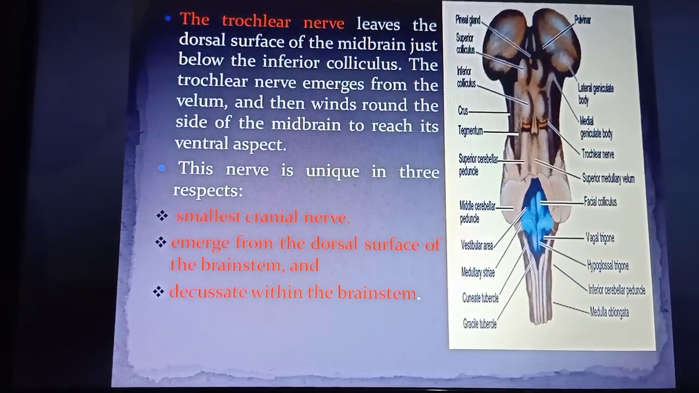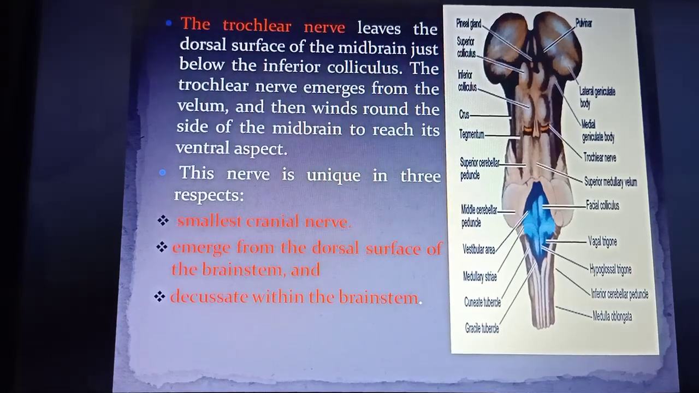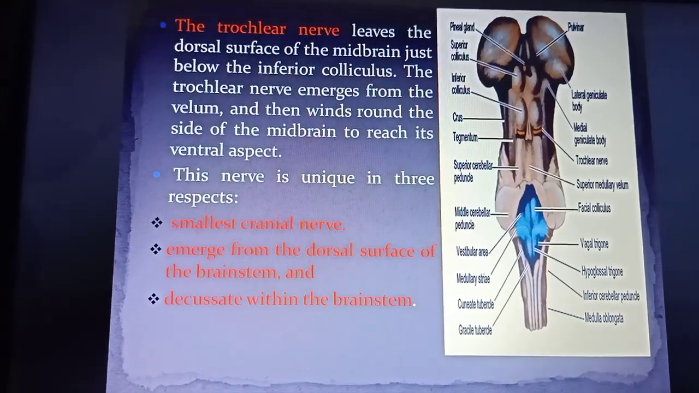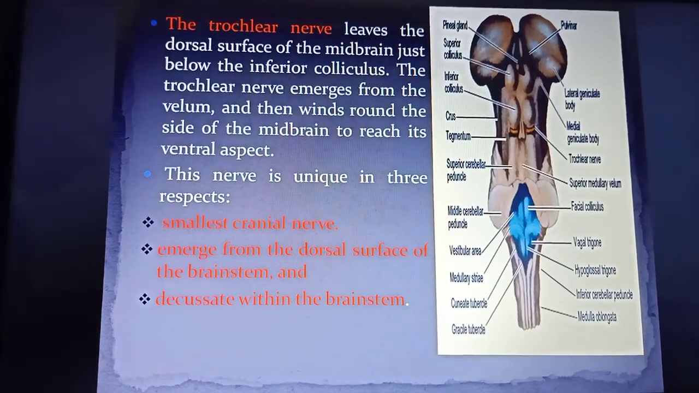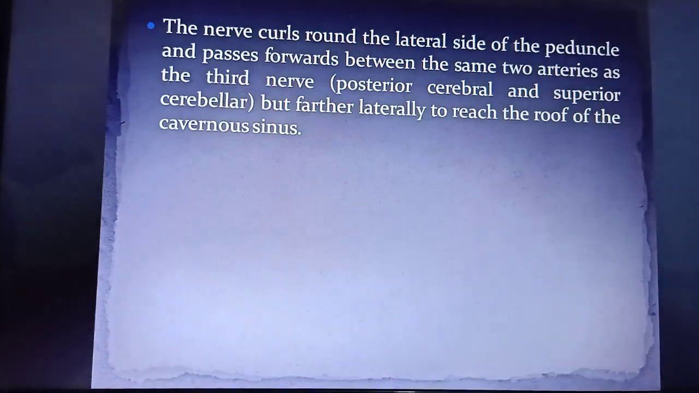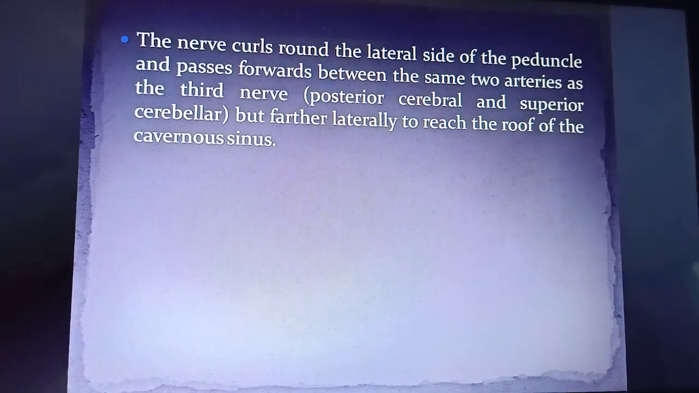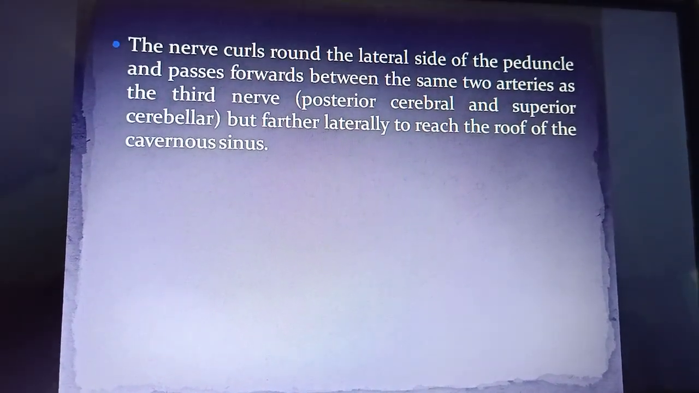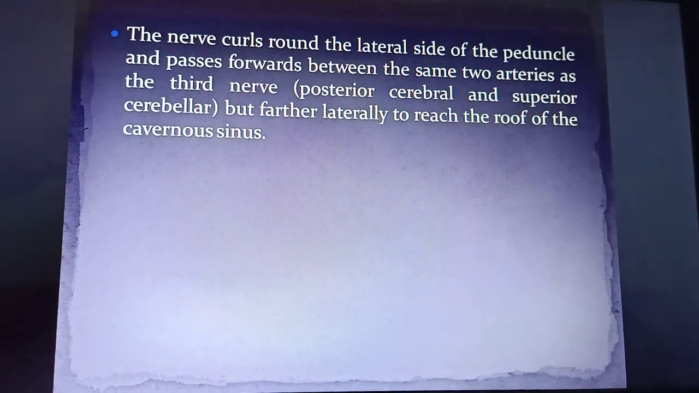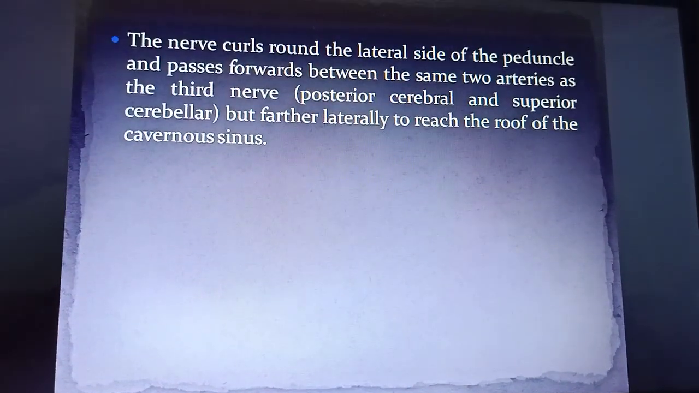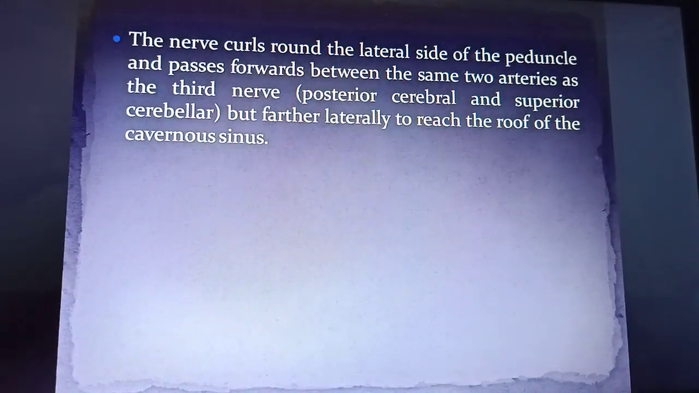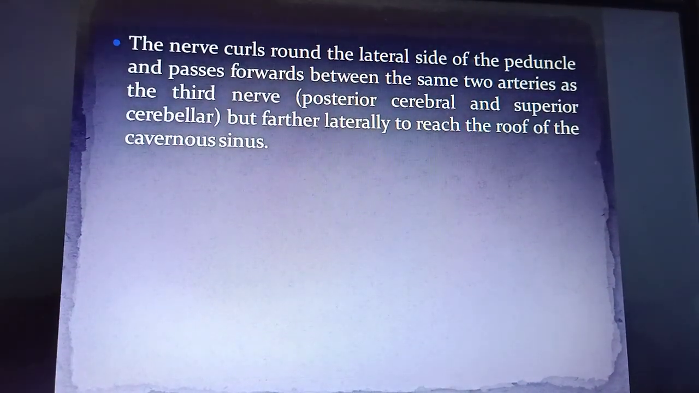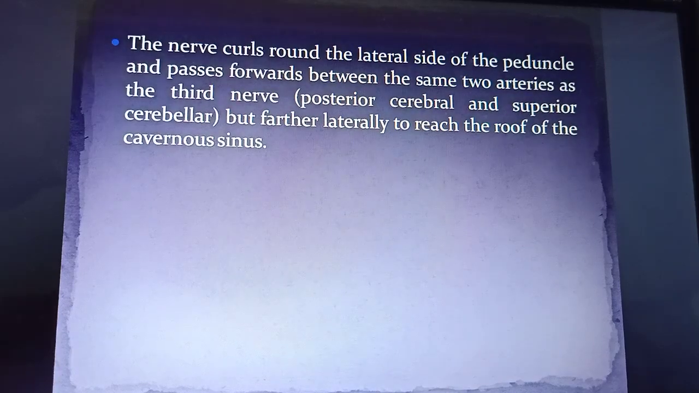It is the smallest cranial nerve. It is the only nerve which emerges from the dorsal aspect of the brain stem. It decussates within the brain stem. The nerve curls round the lateral side of the peduncle and passes forward between the same two arteries as the third nerve, that is the posterior cerebral and superior cerebellar artery, but further laterally, to reach the roof of the cavernous sinus.